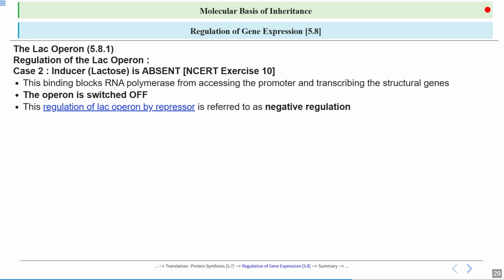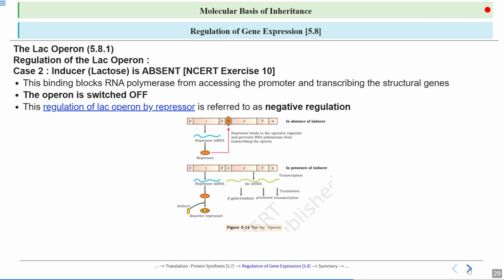This regulation of the lac operon by the repressor is referred to as negative regulation. Why? Because it has stopped transcription. Here I have explained that the repressor protein goes and binds to the operator, therefore not allowing RNA polymerase to bind to the promoter, and then there is no transcription.